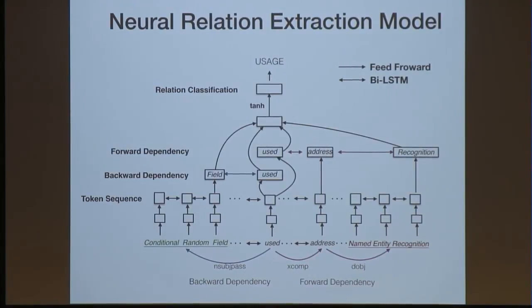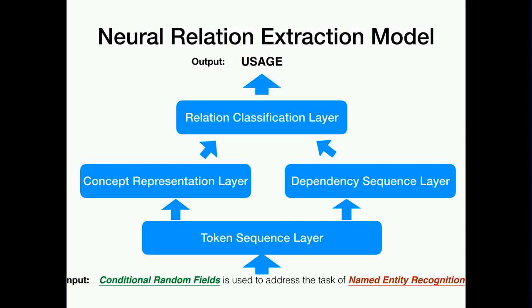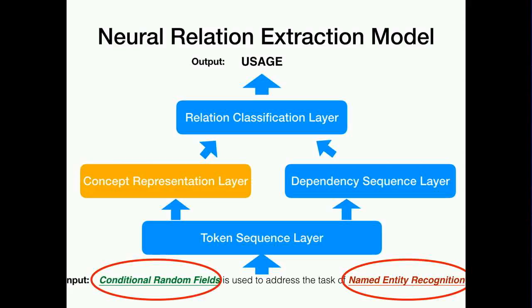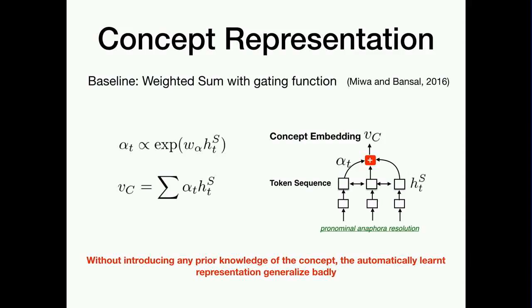This dependency representation itself can already give us pretty good results, but something is missing in this structure, that is the representation for the concepts, which can model the whole span of the phrases. A traditional way of doing this is exemplified in Miwa and Bansal 2016, where they automatically learn a weight alpha for each individual token in the concept. And then they sum over all of the tokens within the concept span.